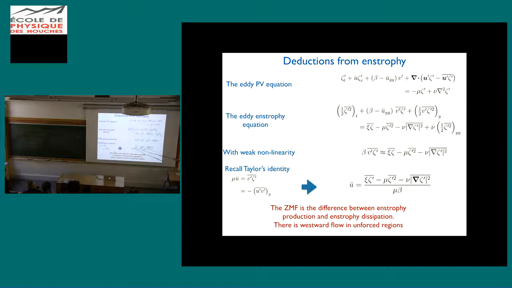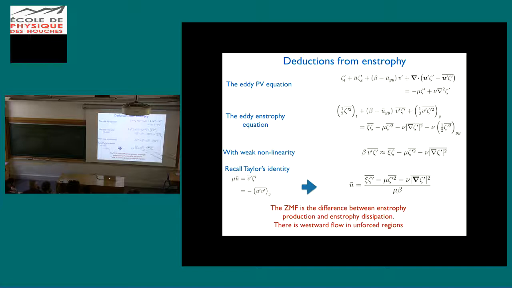So if I look at this, I'm seeing that U bar is the difference between two quantities. One is the production of eddy entropy by the random forcing, and there are these two negative definite terms which are dissipation. So if I'm in the unforced region, Xz is zero, this term which might be positive is zero, and therefore U bar is negative. That's westward flow in the unforced regions. Okay, this is true everywhere, of course.